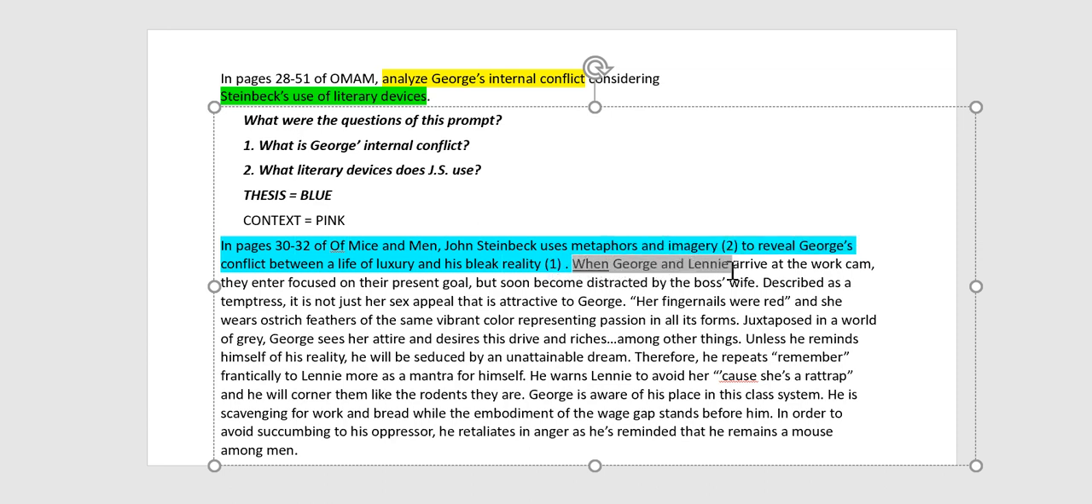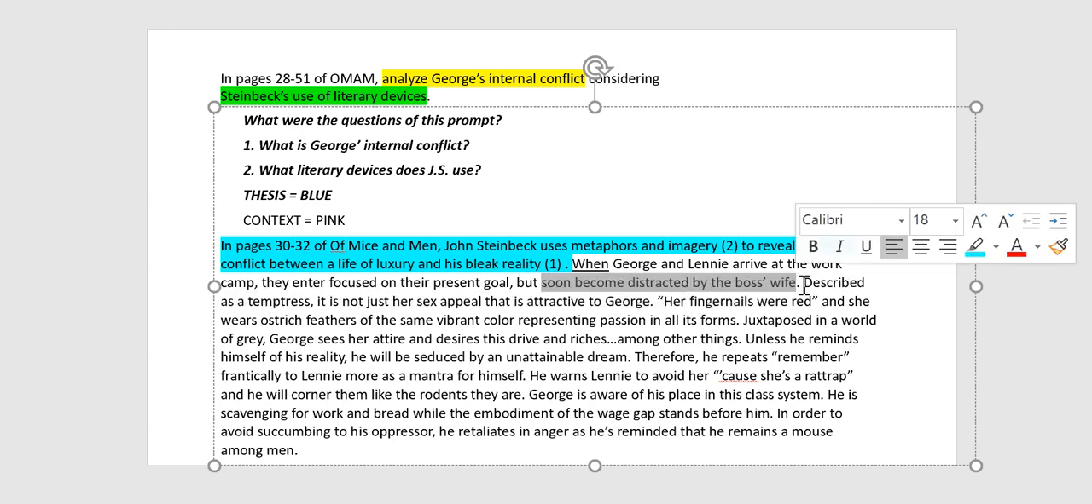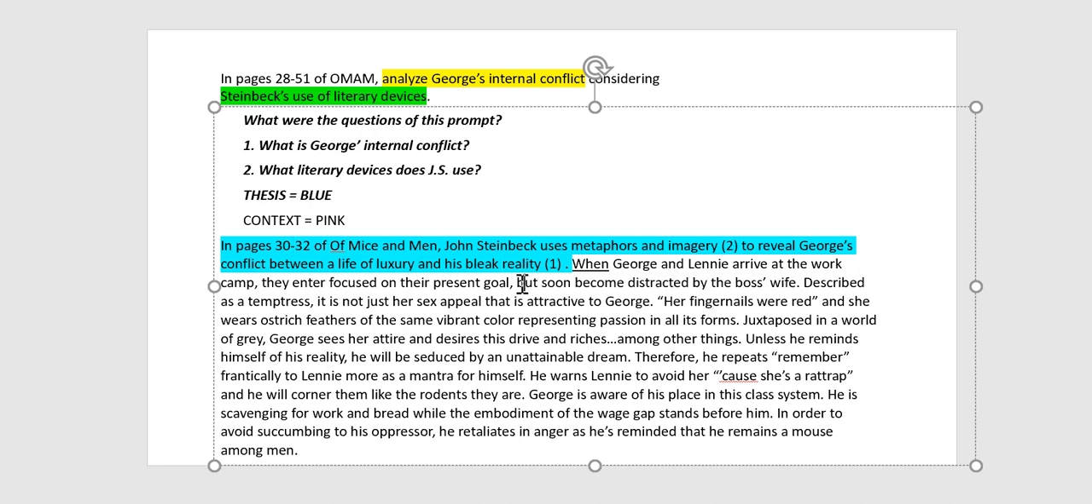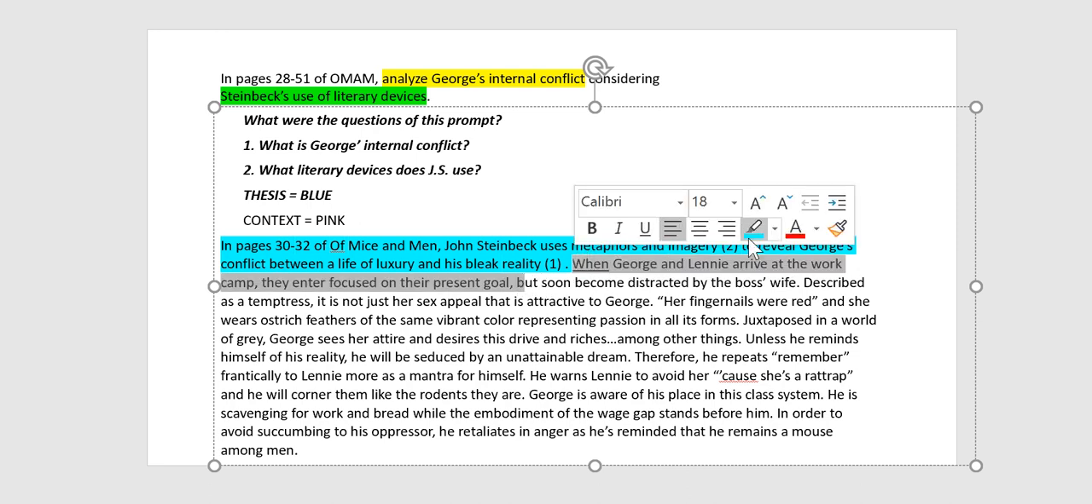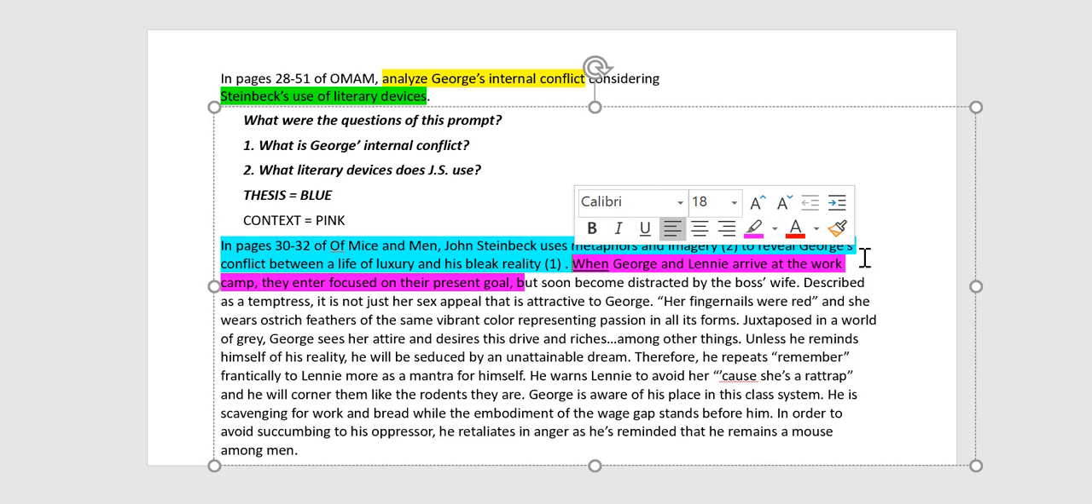So when George and Lenny arrive at the work camp, they enter focused on their present goal, but soon become distracted by the boss's wife. So the boss's wife, Curly's wife, has some connection to George's conflict, but I've led up to it with this context. Where they are, let's get somebody's mind to this place. So that's in pink.